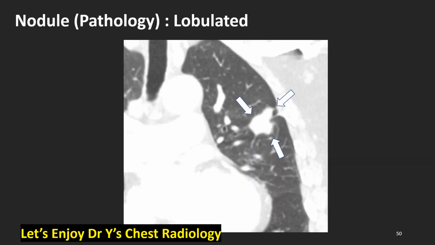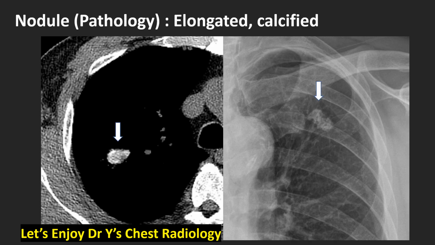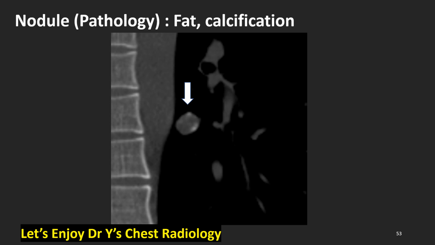Nodule pathology, lobulated. Arrows indicate a nodule with lobulated margin, lobulation. Nodule pathology, lobulated. Arrows indicate nodule with lobulation, lobulated nodule in left upper lobe. Nodule pathology, elongated, calcified. Arrows indicate calcified and elongated nodules of 2 patients. Nodule pathology, fat calcification. Arrow indicates a nodule with fat and calcification, suggesting hematoma.